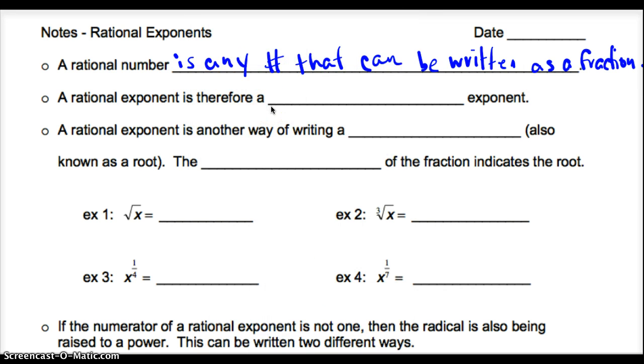A rational exponent is therefore a, what do you think? What do you think a rational exponent's going to be? Decimal. Read this. A rational number is any number that can be written as a fraction. So the exponent is a, say it one more time, Trevor. Fraction. All right, so write fraction for me, please. A rational exponent is another way of writing a radical, also known as a root.